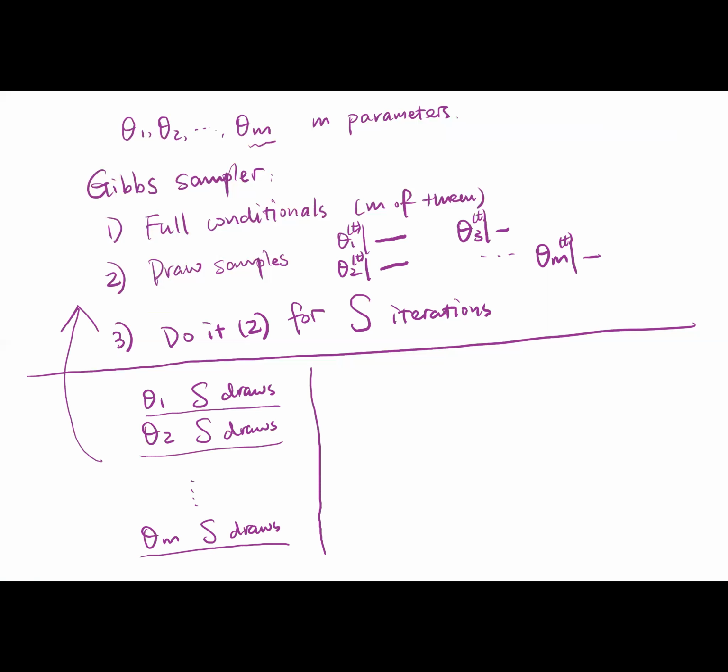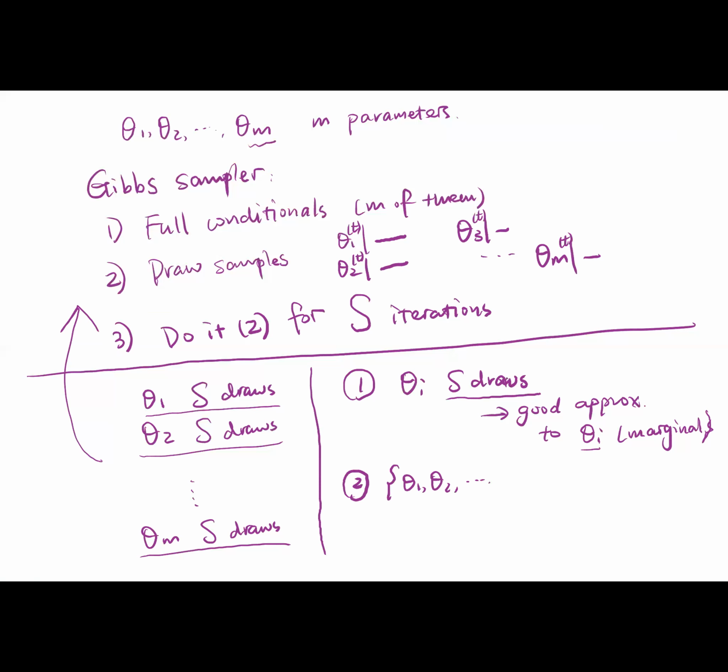There are two things that we will be able to do. First, for each theta i, the S draws, after some manipulation, are going to be a good approximation to the marginal of theta i. When I say marginal over here, it's not conditioning on anything else. It's just the distribution of theta i itself. So for each theta i from 1 to m, that's what we can do. And second, for the combination of theta 1, theta 2, until theta m, if you think of this as a combo, it's going to be S combos together, right?